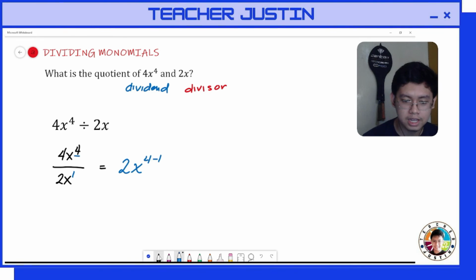So let's simplify this. So our quotient for these two monomials will be 2x raised to 3. And that will be our final answer. Ta-da! Alright, and that is it.